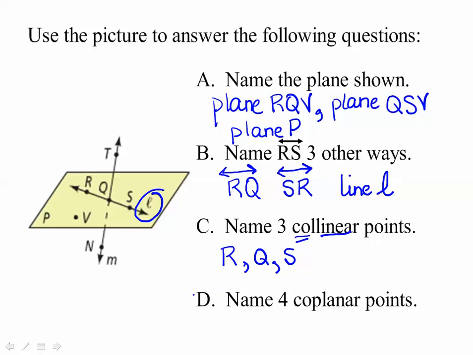And our last one on here, name 4 coplanar points. In other words, any 4 points that are on the same plane. An example here would be R, Q, S, and V. Even though V does not line up with R, Q, and S, it is on the same flat surface. So R, Q, S, and V are coplanar.